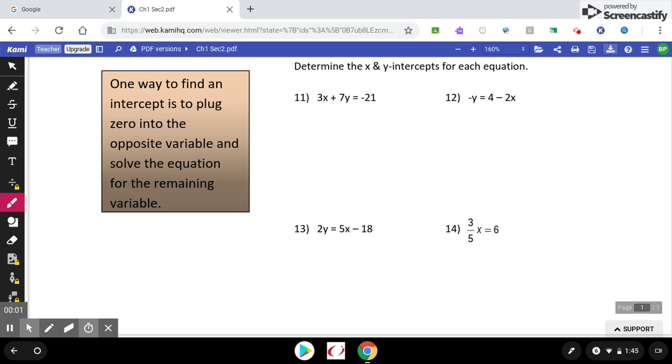Hey guys, this is part 2 from chapter 1, section 2 notes. So the last topic was to find x and y intercepts. We're warming you up to do some graphing here. No graphing in this section, but coming up real soon. What's over in the box here tells you what you need to do. Let me show you why really quick.